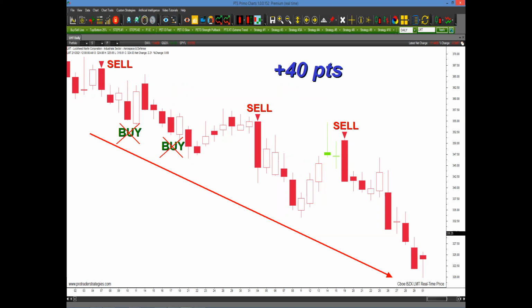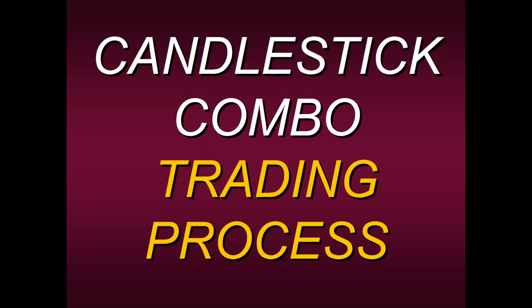Professional traders, if you look at their profit and loss, have a nice stair-step approach to their P&L, to their equity curve. And that's what you want to get. That's what consistency will give you. Okay, so let's look at the candlestick combo trading process.